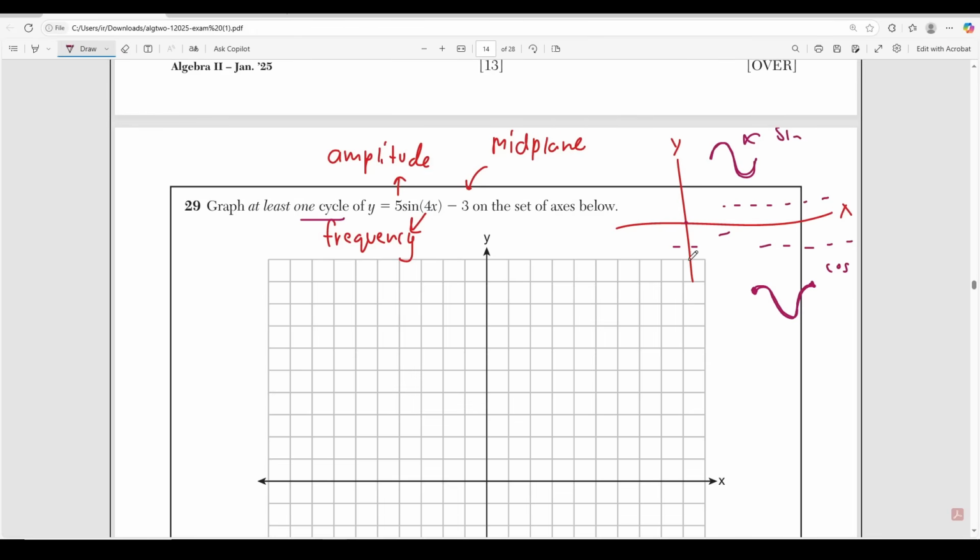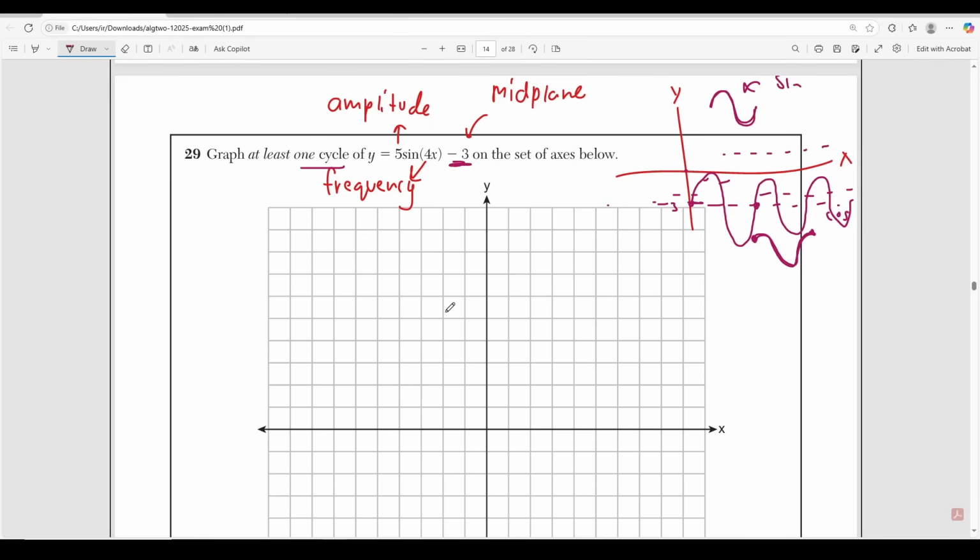So right here, let's just say that this is -3. That means that our function is going to go 5 units above -3, and 5 units below -3. 5 units above, 5 units below, 5 units above, 5 units below. Like so and like so, okay? So this tells you the imaginary line that you're going to add and subtract 5 from, and this tells you the frequency.